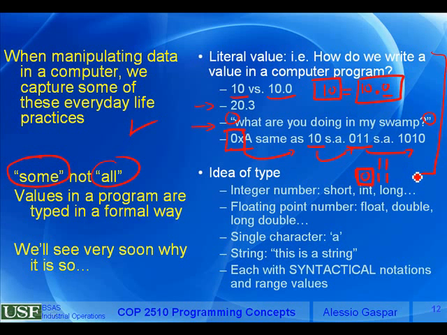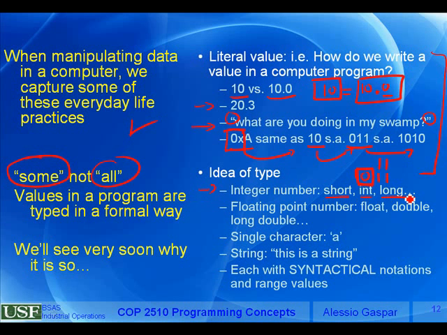Okay, so to finish with this slide, the idea of type as we are going to use it in programming languages, well, we are going to have integer. Common integer types for programming languages such as Java will be short, int, long. So we'll have three integer data types in Java, more than that actually, but three types that are distinguished by what?